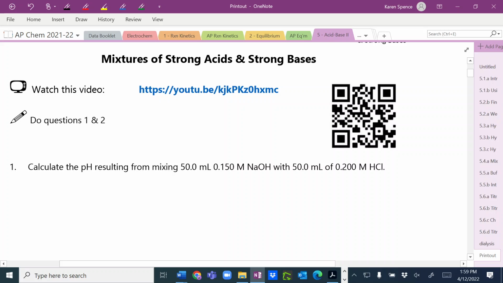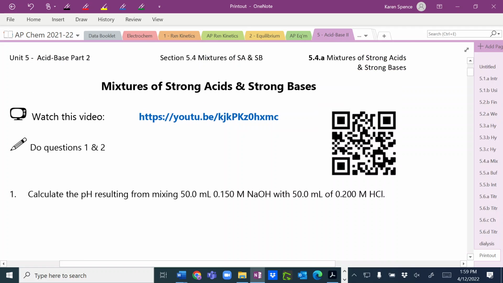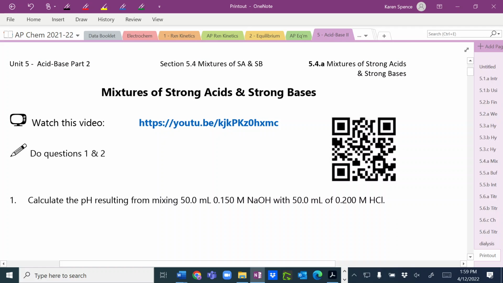Okay. Calculate the pH resulting... I don't know what page this is on, 5.4, 58? 51, page 51. No? 50, page 50.